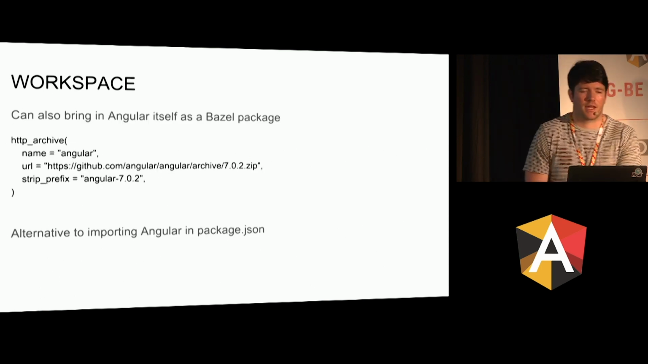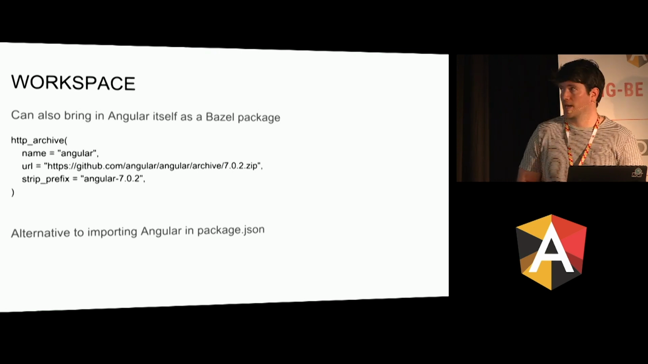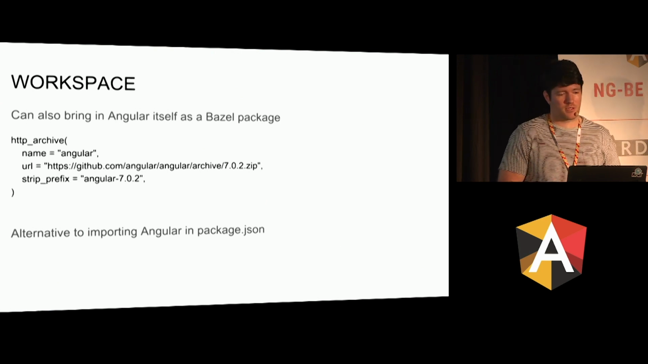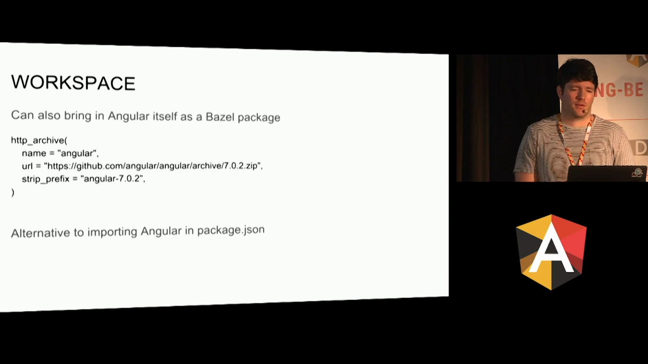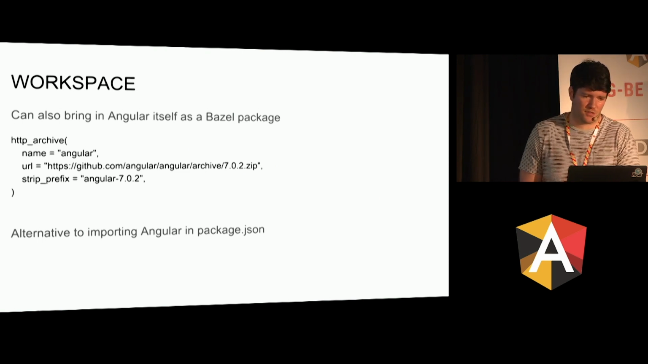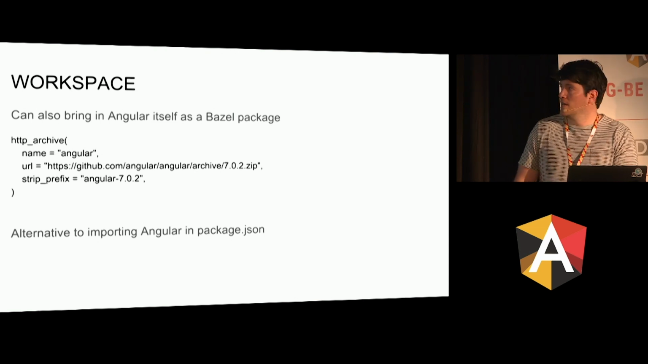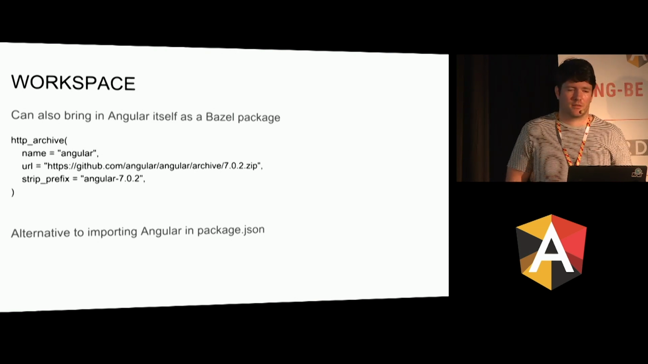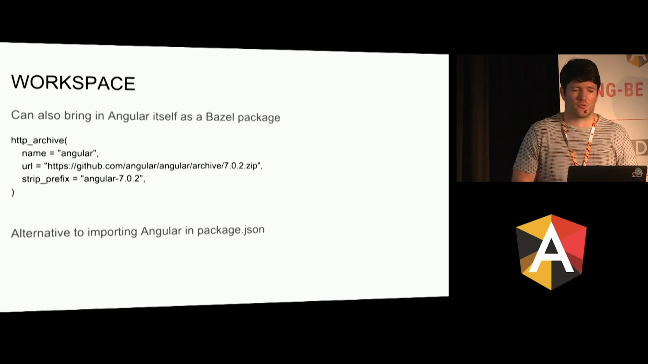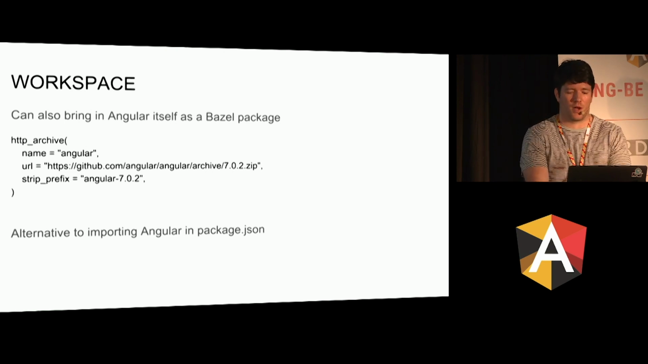But you can also bring in Angular itself as a Bazel package, because now that the Angular team has started using Bazel for their development, you can now depend on Angular via Bazel. Instead of doing npm and package.json, you can now stick another HTTP archive rule in your workspace file and bring in all the source of Angular. So this is optional. You can still do regular npm if you prefer that. This is just another option.